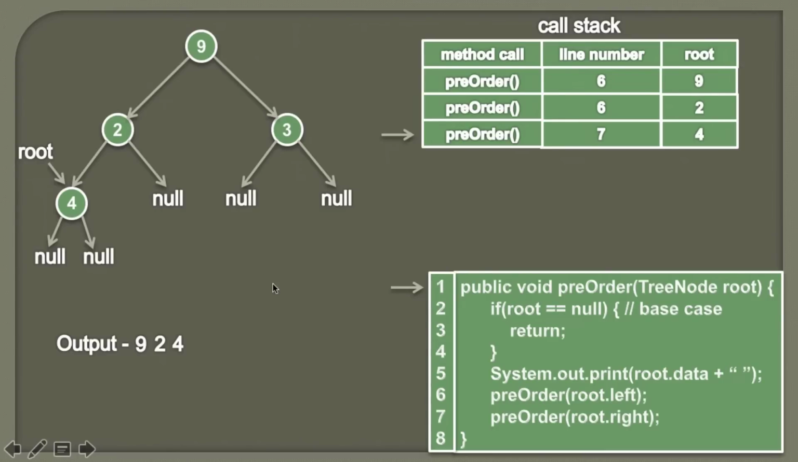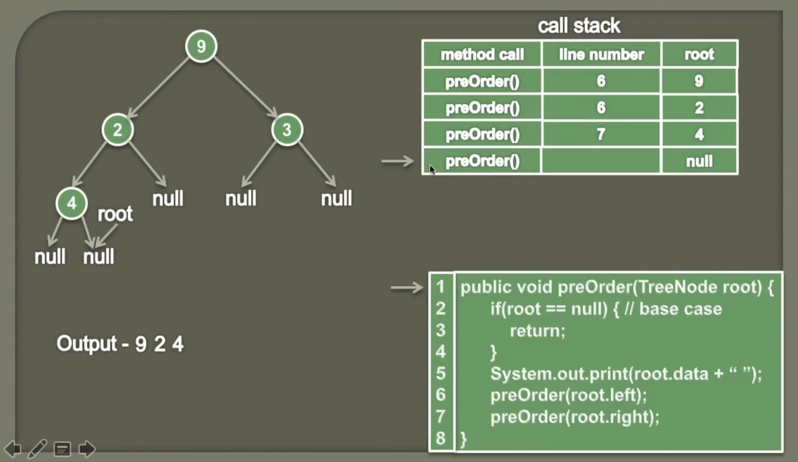So the new root becomes root's right. So now root will be pointing to null. And we also know there will be one more method on the stack with a root value of null. Moving ahead. We'll check whether root is equal to null or not. Currently root is equal to null. Therefore we'll simply return from this method. So this method gets removed from the call stack, and the execution point goes to the method which called it.